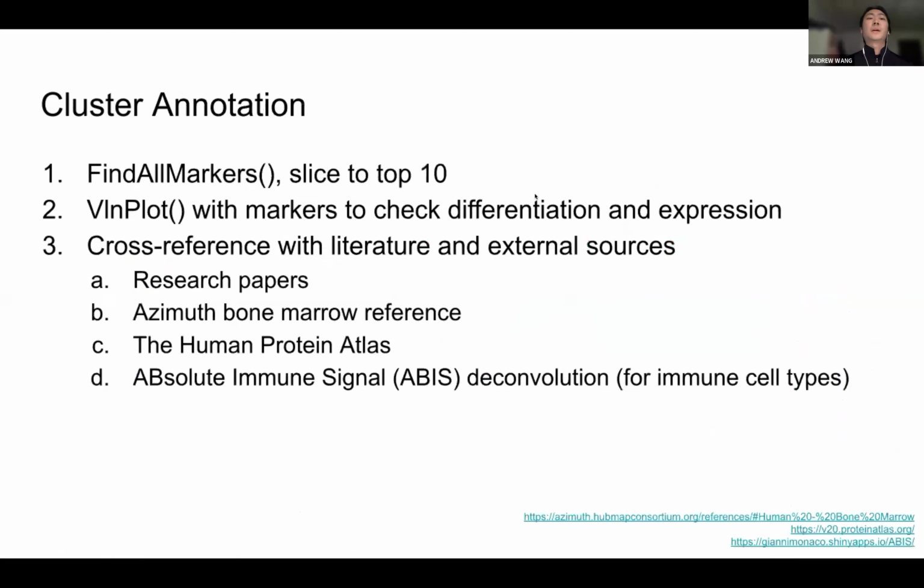Moving on to my annotation pipeline, the first thing I did was use FindAllMarkers, and then I sliced the top 10 marker genes for each cluster. I think I sorted by p-value. Then I made violin plots with these markers to check differential expression and make sure they were uniquely expressed within each cluster. After that, I cross-referenced these markers with literature and external sources like research papers, the Azimuth bone marrow reference, the Human Protein Atlas, and an app called Absolute Immune Cell Deconvolution, where you input a gene and it gives you potential immune cell types it could be found in. I used this tool mostly for immune cell types.